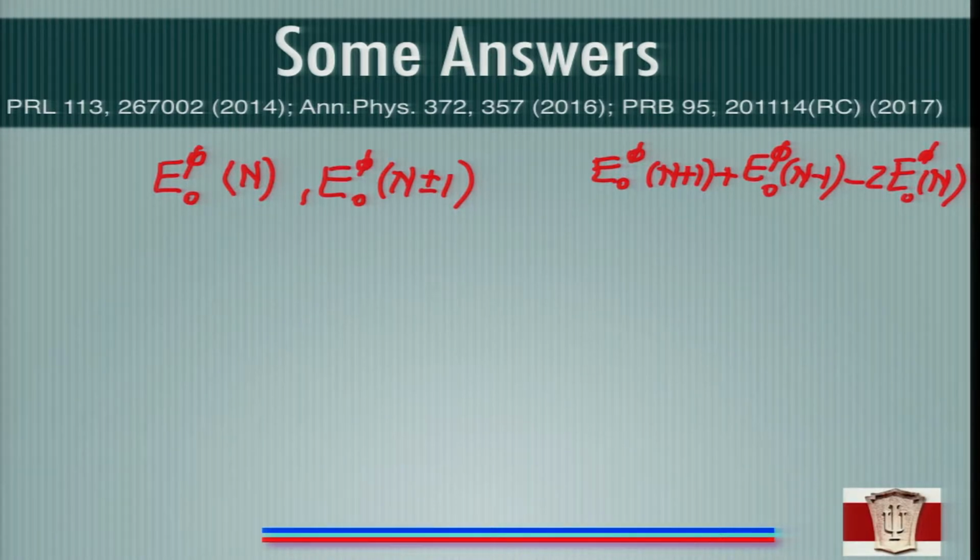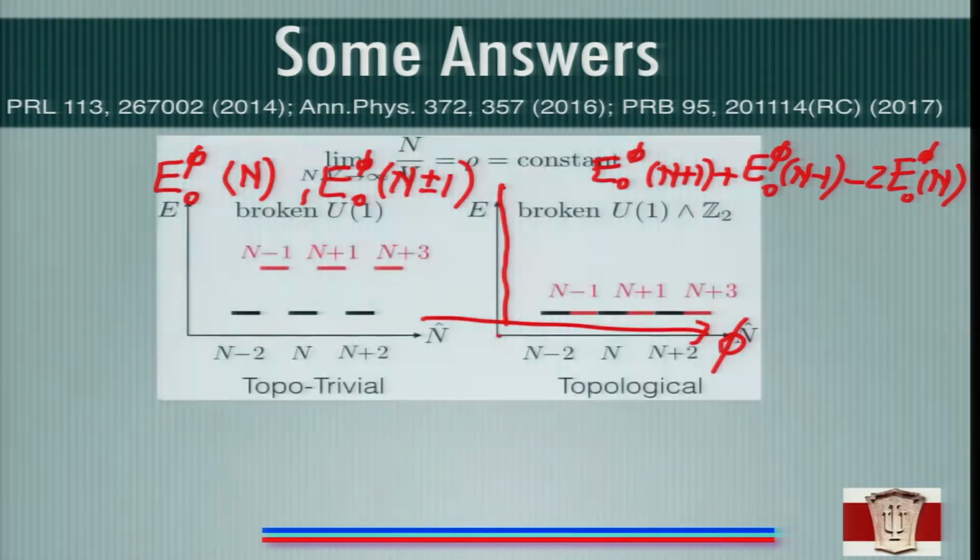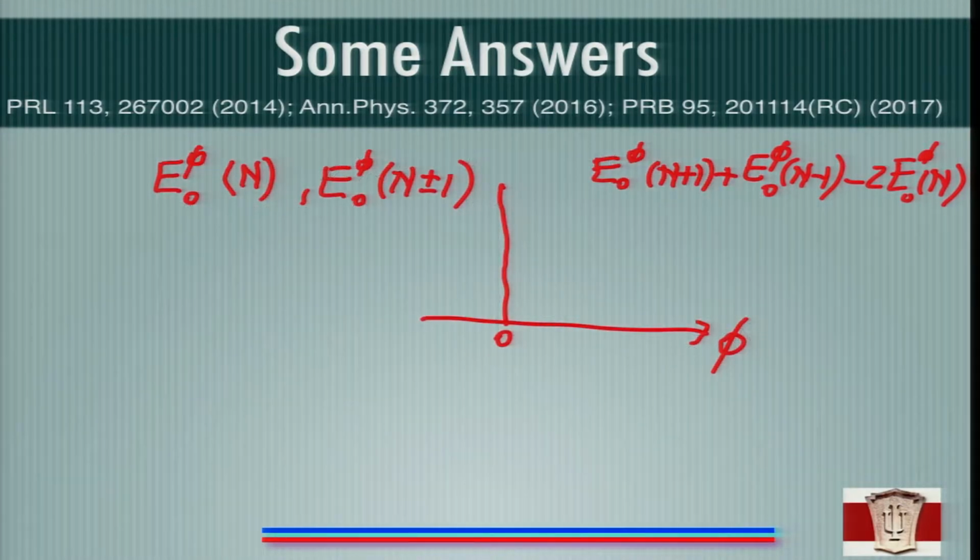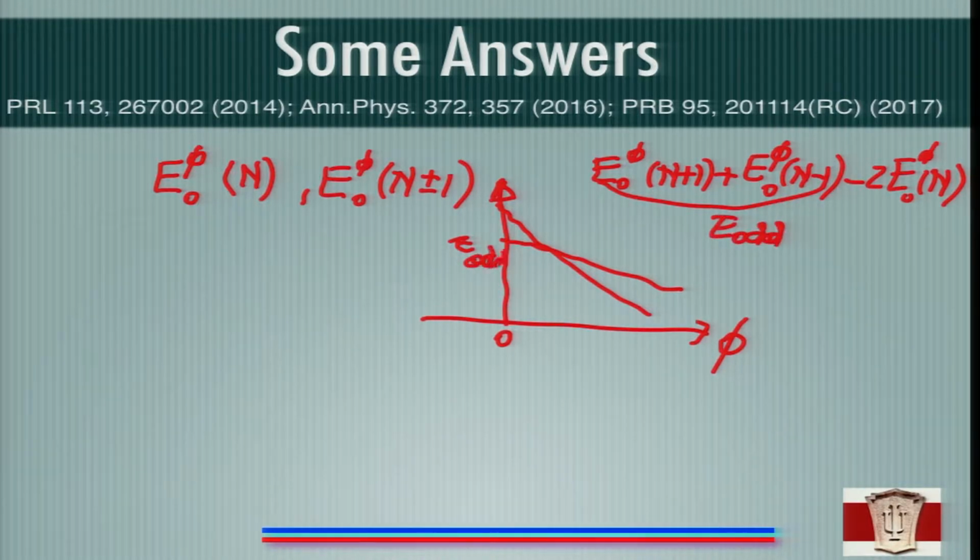there is a crossing, a change of sign of this parity switch. So if you take any model as a function of flux, and you start at periodic boundary conditions, you may start with the odd sector or with the even sector. E odd is the sum of this divided by 2. And then there is a crossing as a function of flux. Whenever you have something like that as a function of flux, the system is topological. If you don't have this crossing as a function of flux, the system is trivial. So this allows you to characterize any system.